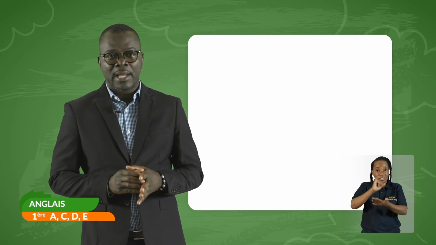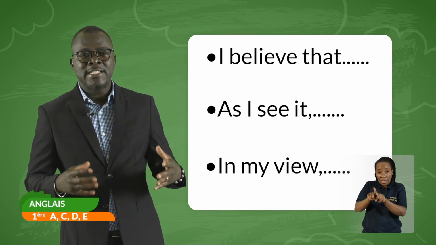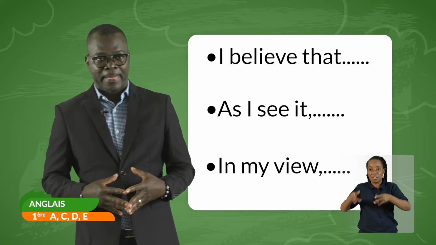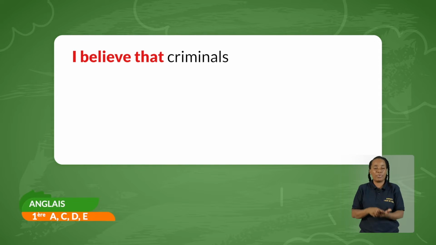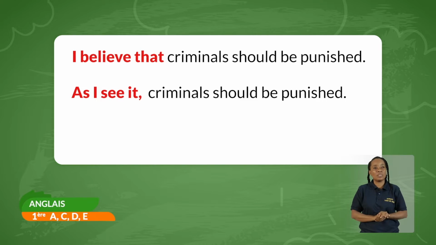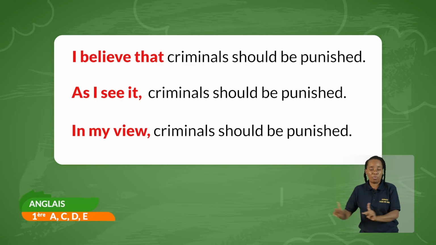Now, to help you give your opinion about the different types of crime, we're going to study some expressions in the language function. And these expressions are: I believe that, as I say it, in my view. So these 3 expressions permit you to express your opinion. We have, for example, I believe that criminals should be punished. As I say it, criminals should be punished. In my view, criminals should be punished. So these 3 expressions help you to give your opinion about a certain topic.